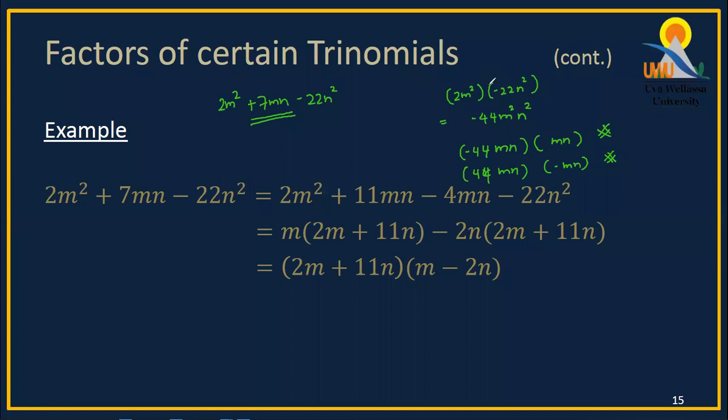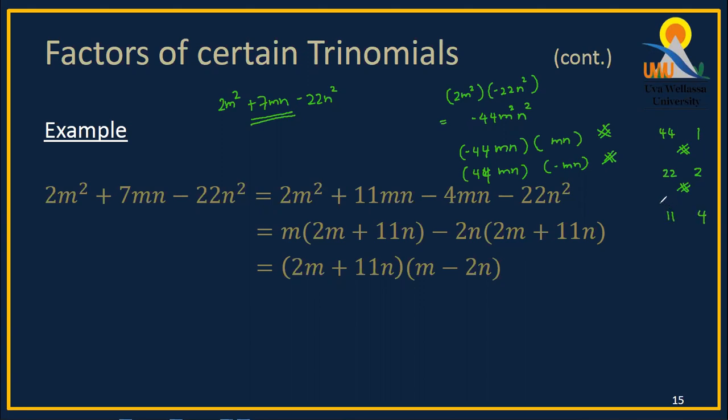Then 44 can thereafter be obtained as 2 and 22. Then it cannot also be a factor. 2 and 22 cannot be a factor of this. Then the next possibility: we have already identified 44 into 1 cannot be a factor. Then if you see this 22 and 2, this also cannot be a factor. Then the next possibility is 11 into 4.